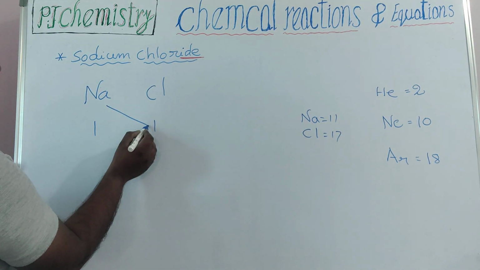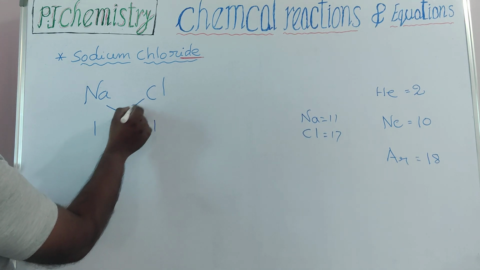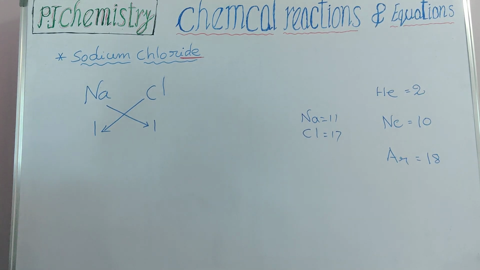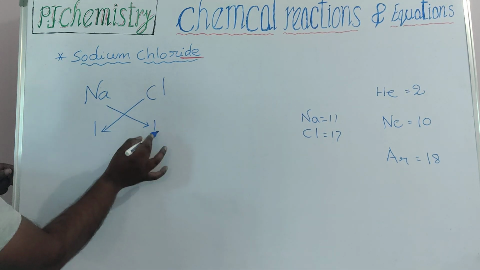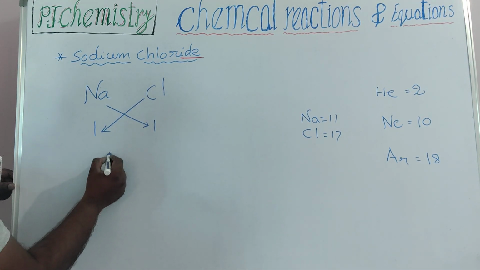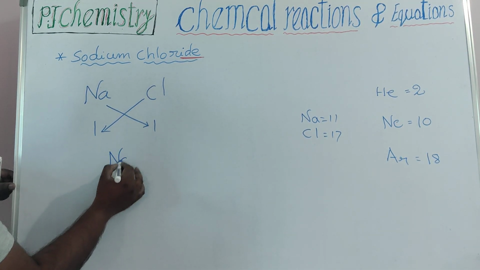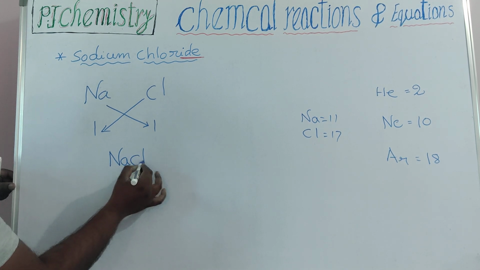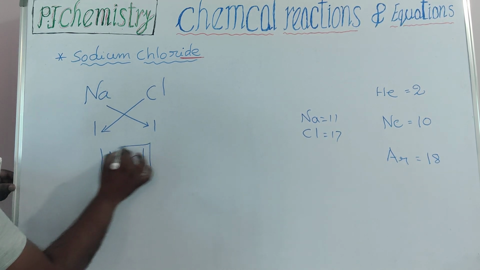Now cross multiply. Cross over the valencies. Sodium 1 time, chlorine 1 time in this formula. Sodium chloride. This is the formula of sodium chloride.